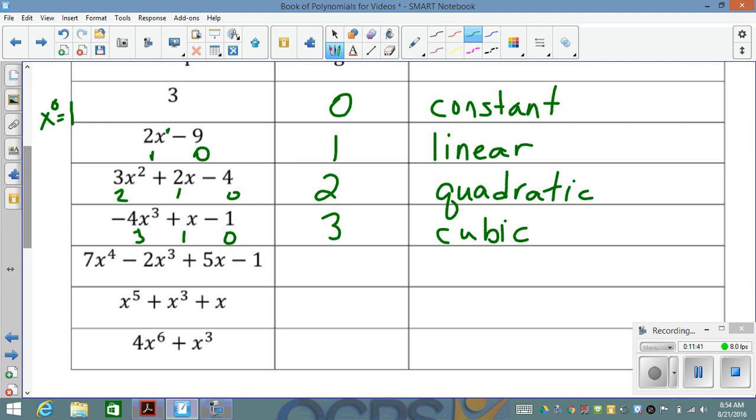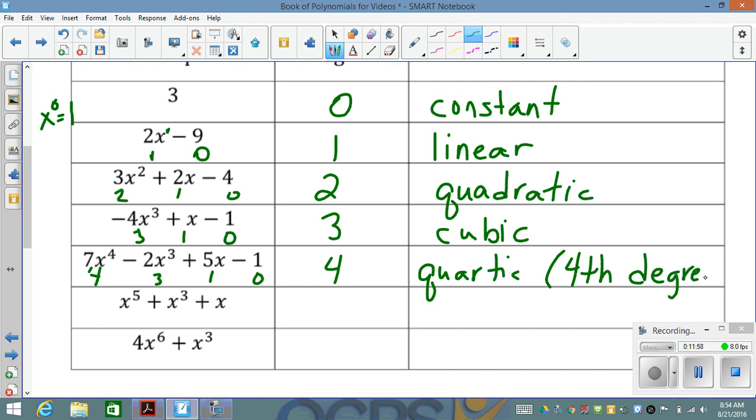Okay, so here we go. 4, 3, 1, and 0. 4 is the highest. There's a word for that. It is quartic. But truthfully, what we usually say is fourth degree. Once we get above 3, we typically just say fourth degree, fifth degree, sixth degree.